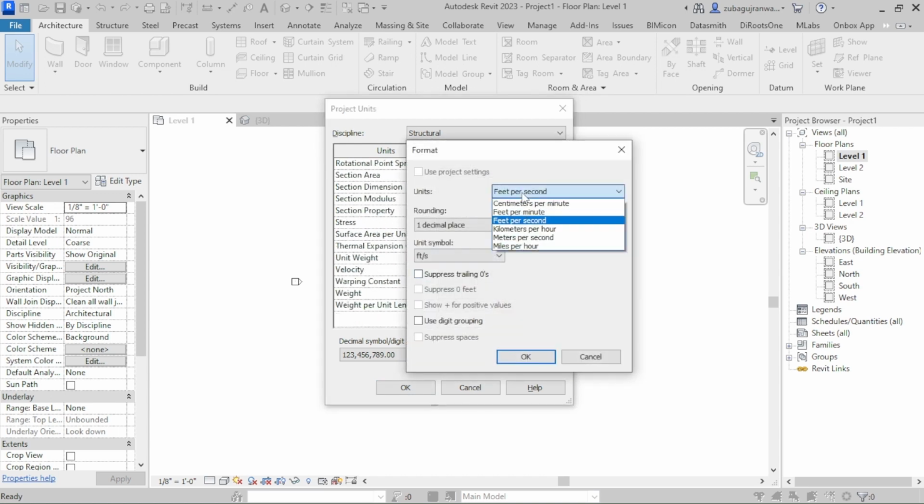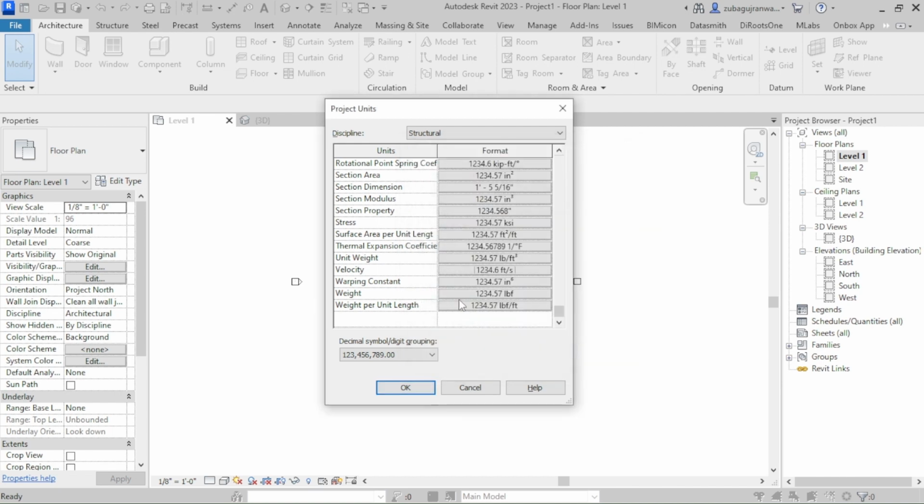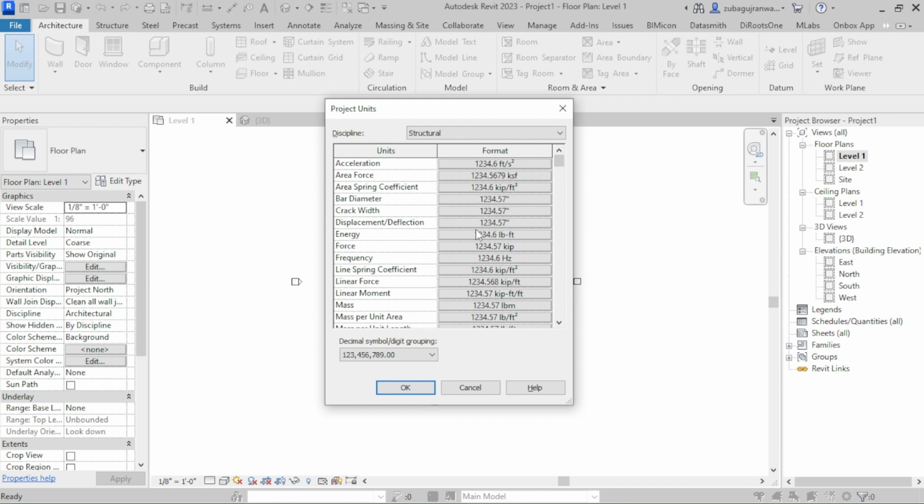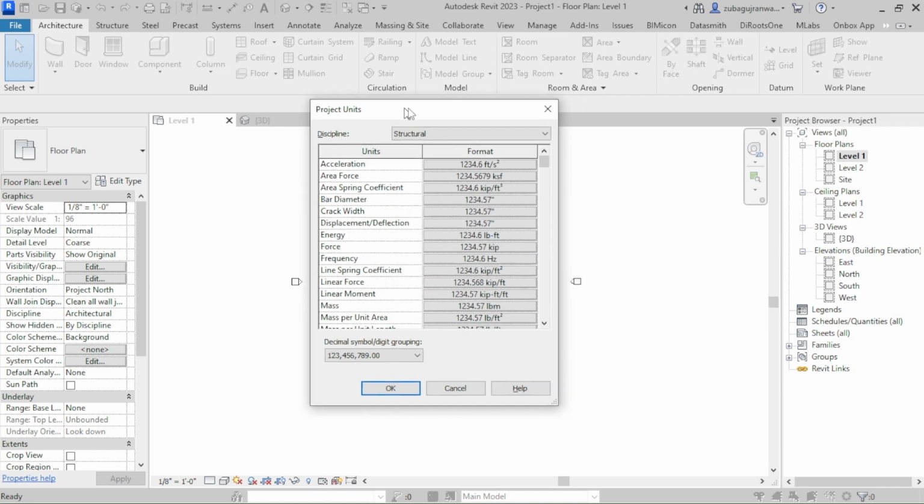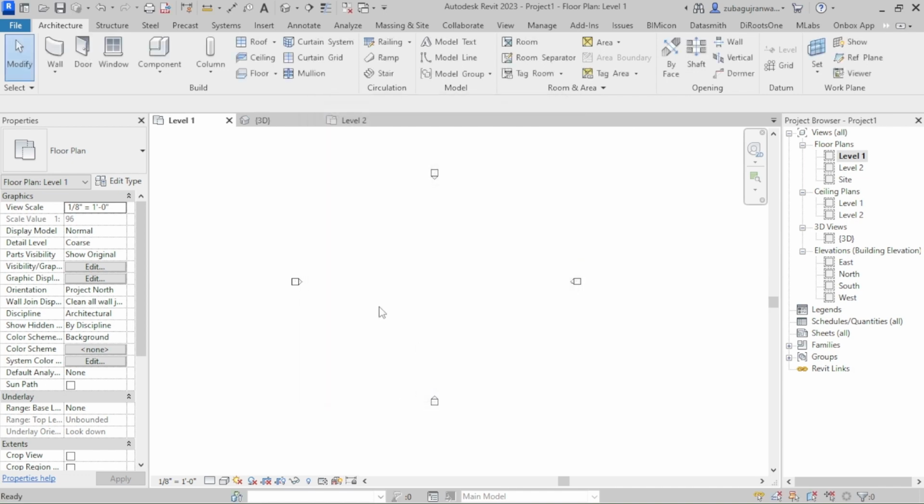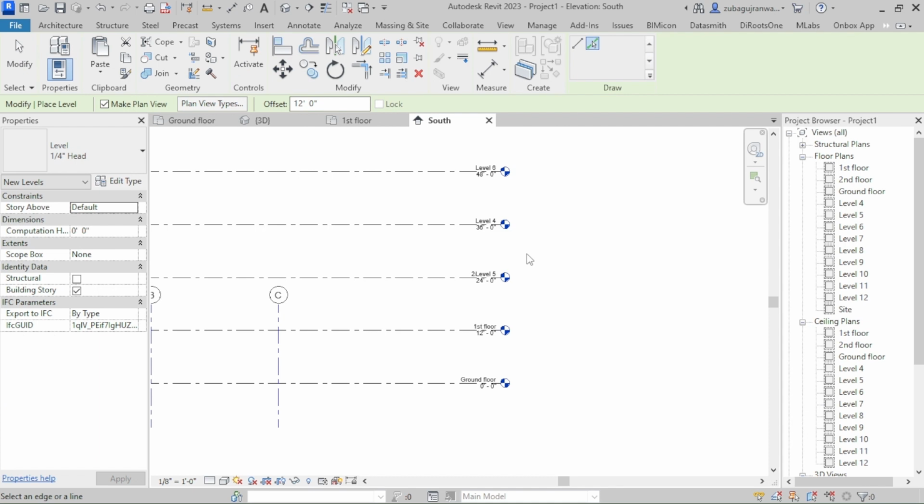Velocity units, feet per second, or whichever you want to keep for your project. So after specifying units, simply press OK. So this is the basic tutorial about units.